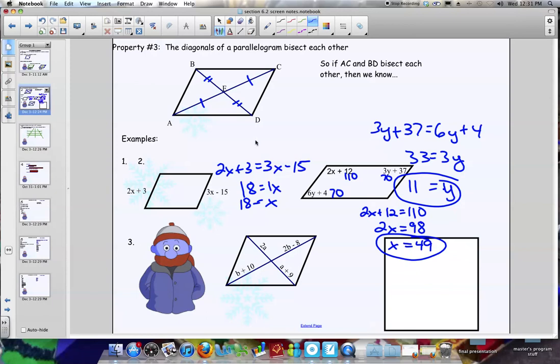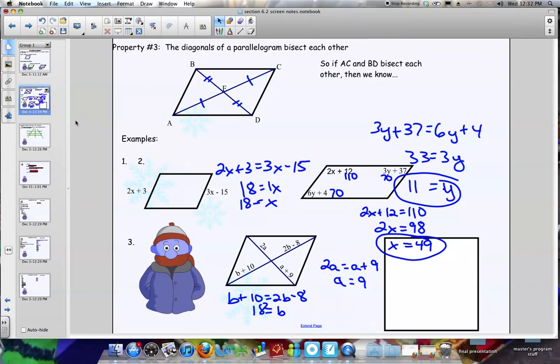The third example has to do with property number 3, the diagonals of our parallelograms. The diagonals bisect each other. That means that the two halves have to be equal. So I would know that 2a would be equal to a plus 9, which then I would subtract a, and a would be 9. I would do the same thing going the other way, that b plus 10 equals 2b minus 8. I would minus b, I would add 8, and b is 18. If I wanted to know what the actual lengths of the segments are, I could easily plug the 9 in for a and the 18 in for b and get the lengths of the sides.